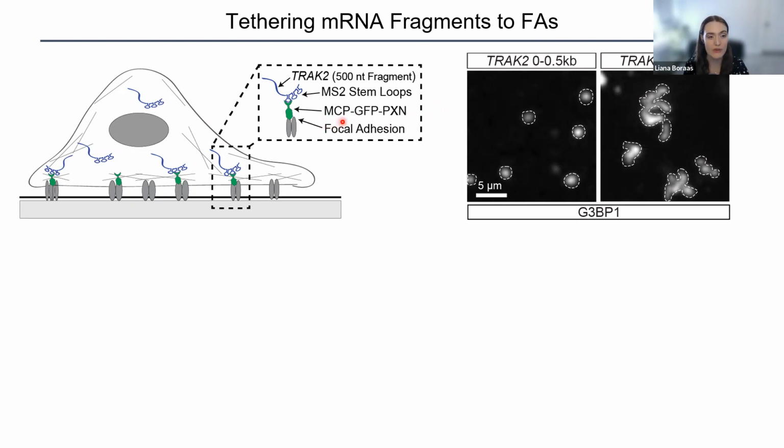We took MCP and fused it to GFP-paxillin. That way, our RNA of interest would be tethered to focal adhesions. The paxillin would incorporate into the focal adhesions, we would be able to see it because of the GFP, and then our mRNA would attach via the MCP coat protein. We created this system for a few different RNA fragments. I'm going to show you 2 here today. These came from TRAC, either a spherical TRAC fragment or a branched fragment.